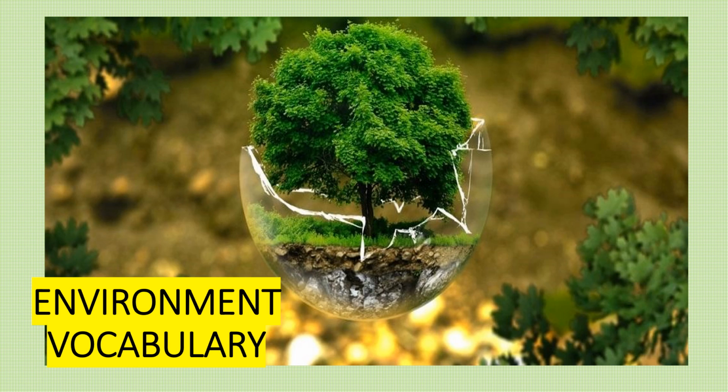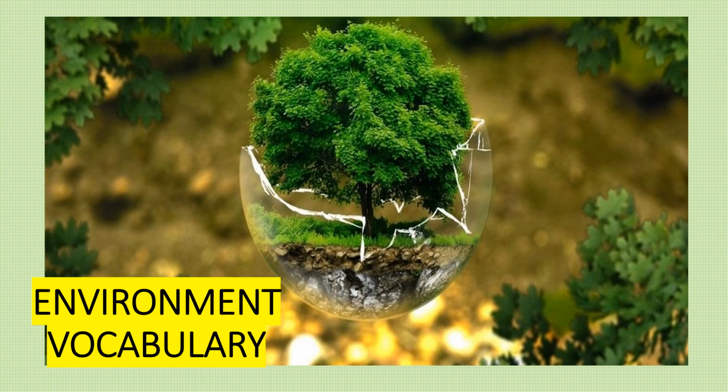What is an environment? It's the surroundings or conditions in which a person, animal or plant lives or operates. It's the natural world as a whole or in a particular geographical area, especially as affected by human activity. So let me take you through the different vocabulary that's related to the environment.